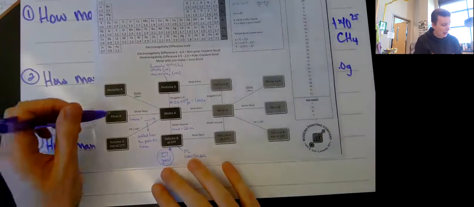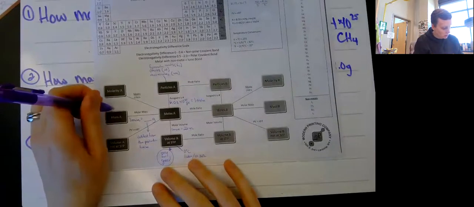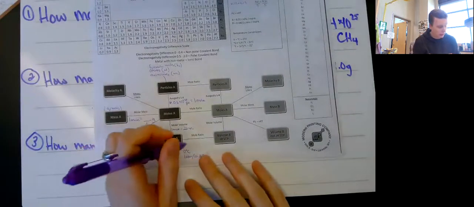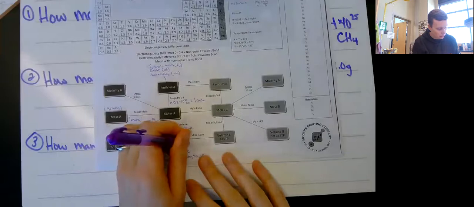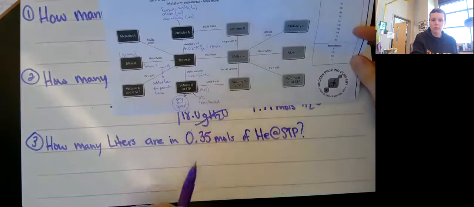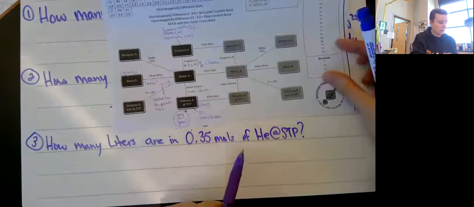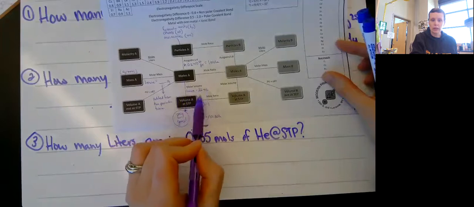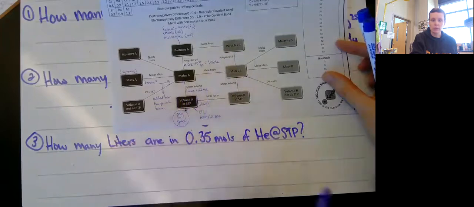Remember, if you don't know this already, please write this. Mass is grams. This is grams. Volume is liters. So this is liters. So if it's asking you how many liters, that means we're trying to get to volume. How many liters are in 0.35 moles of helium at STP? Well, we're trying to get here. We're starting in moles. So all we need is this right here. 1 mole equals 22.4 liters.